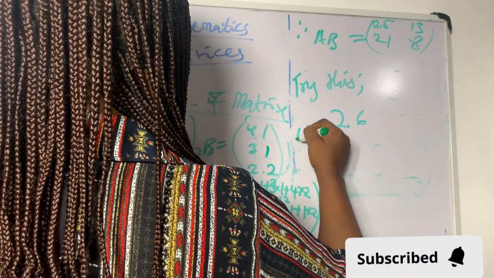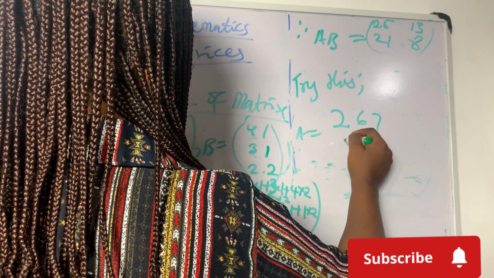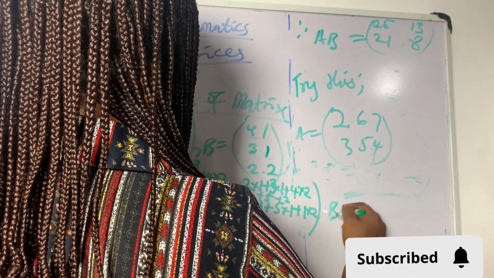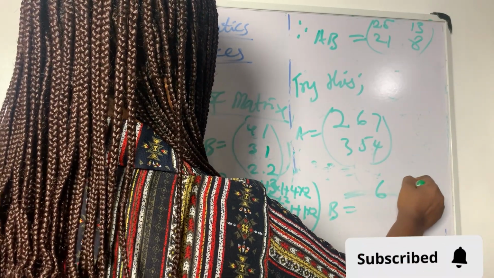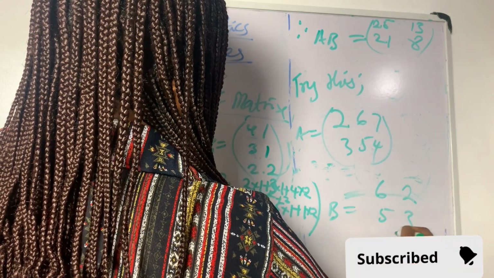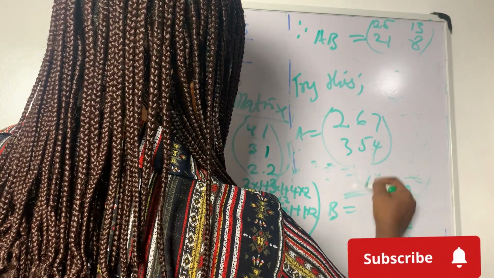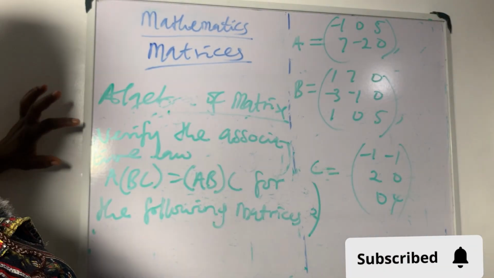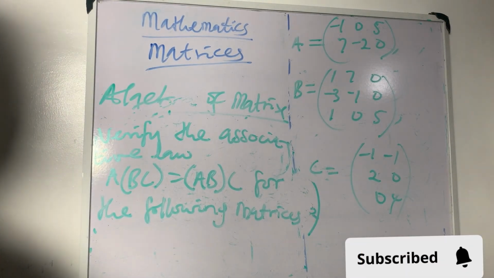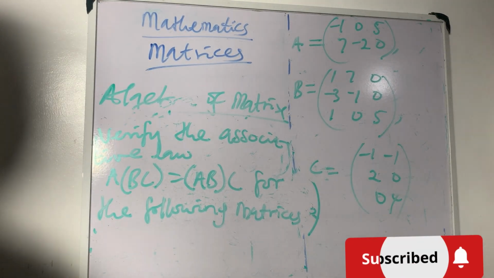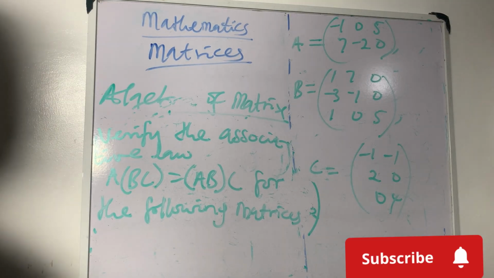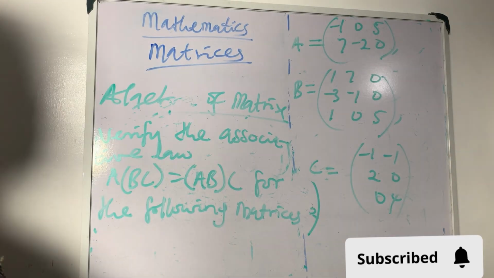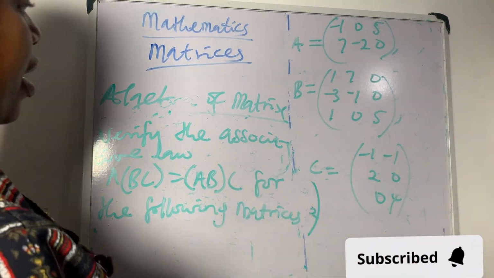A equal to 2, 6, 7, 3, 5, 4 as matrix A, while B is 6, 2, 5, 3, and 2, 0. At your leisure, you can play with that. There is a question here. Verify the associative law A, bracket open, BC, bracket close, equal to AB times C for the following matrices. We have matrix A, B, and C.